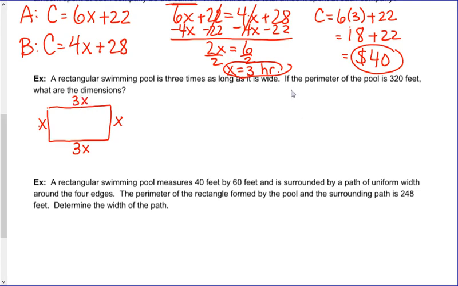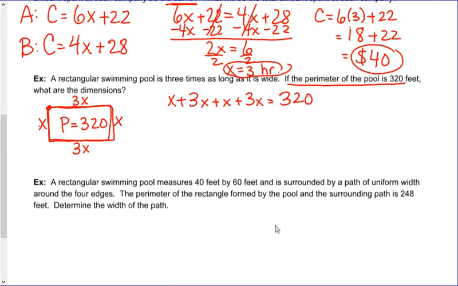So let's move on to where we're going to get our equation. It says if the perimeter of the pool is 320, what are the dimensions? So, perimeter is important to know on a shape. If you don't recall, perimeter is the distance around a figure. So if I want to start here and travel all the way around my rectangle, then I can add up all those sides to figure out the perimeter, the distance around that shape. So if I add up all the sides, that's going to be equivalent to my 320 feet.